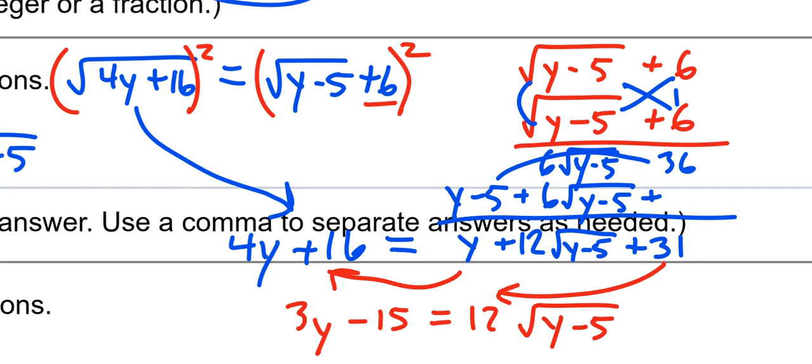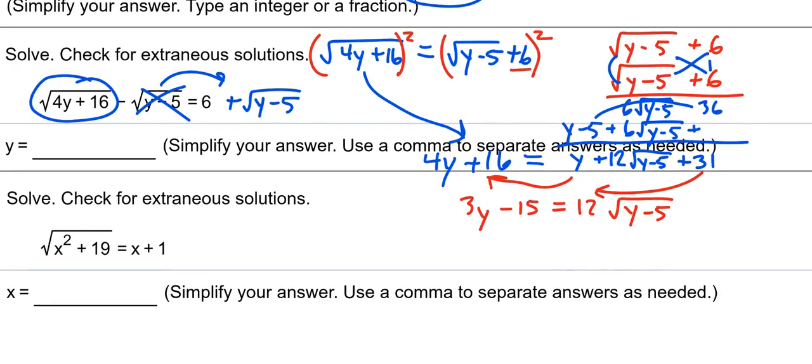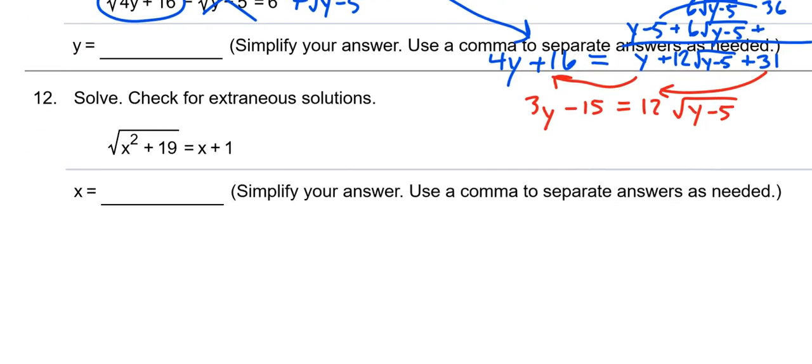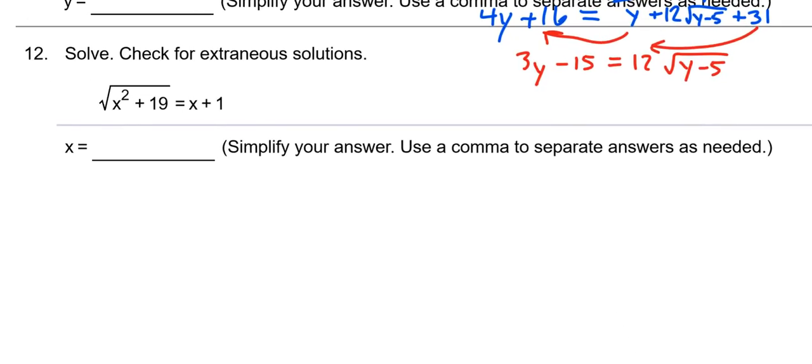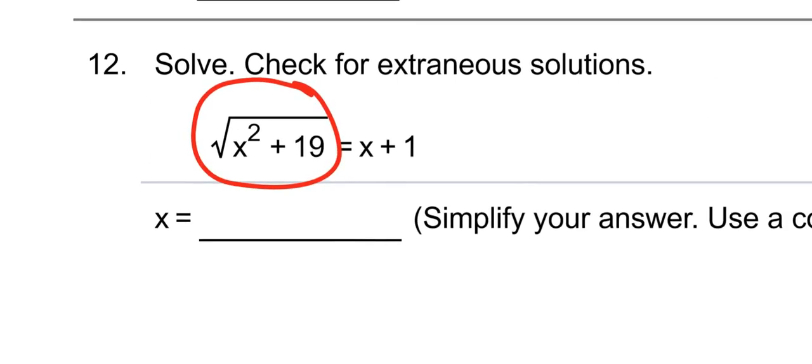All right? So don't think you have to go through this. The double squaring thing sometimes happens. This one is fairly ugly, so I do not expect you to go through that one. However, the radical is by itself here, so you can square both sides immediately on this one.